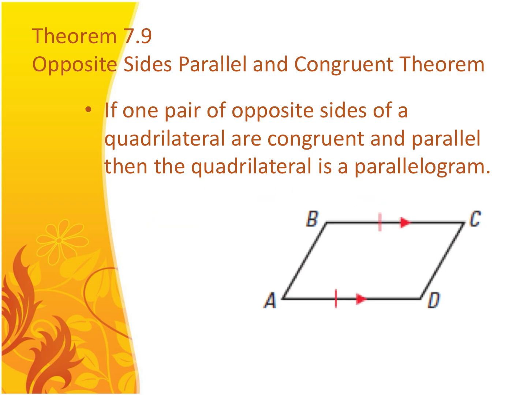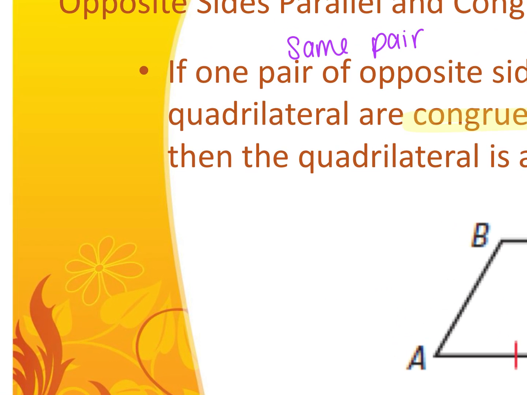All right, opposite sides, parallel and congruent theorem. Pay attention to this one. If one pair of opposite sides of a quadrilateral are congruent and parallel, it has to be both congruent and parallel, then the quadrilateral is a parallelogram. Keep in mind that it has to be the same pair. The same pair has to be both congruent and parallel. What can it not be?